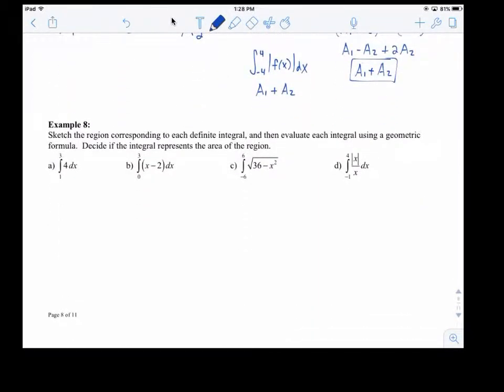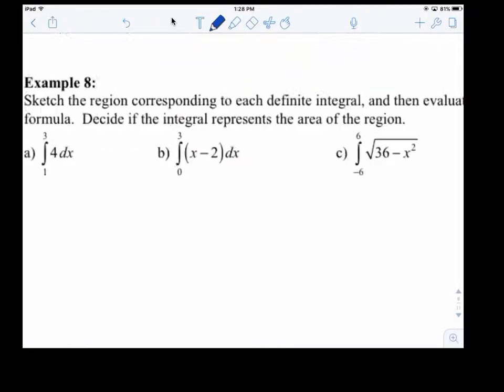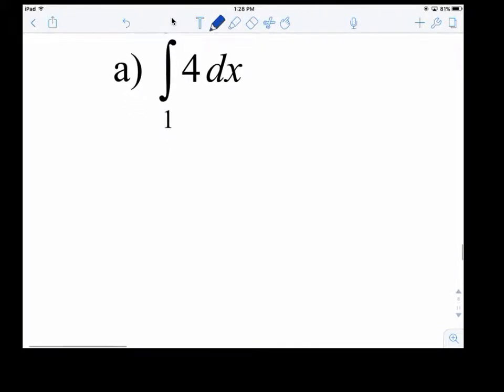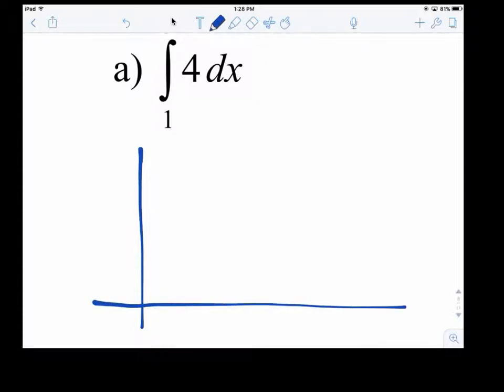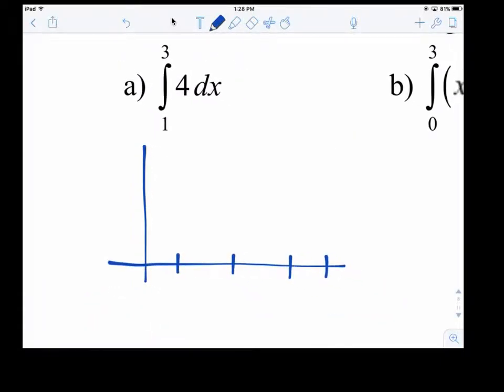All right, number 8 says sketch the region, then evaluate each integral using a geometric formula. Decide if the integral represents the area of the region. I have the integral of 4 dx from 1 to 3. So what type of line is that? Not a vertical. Horizontal.